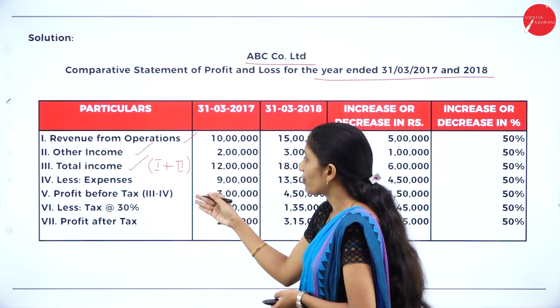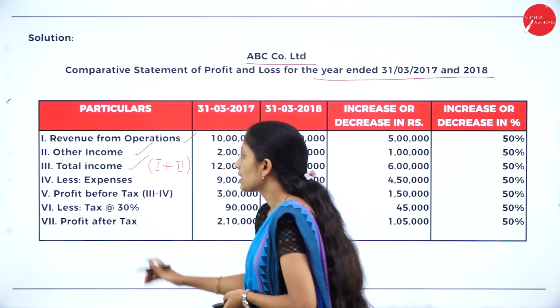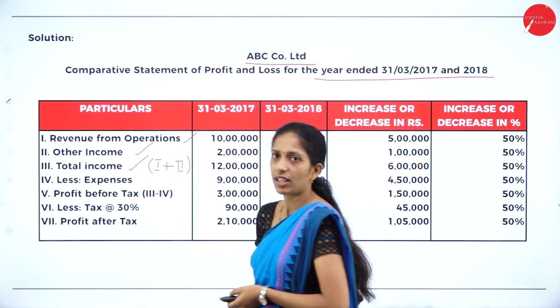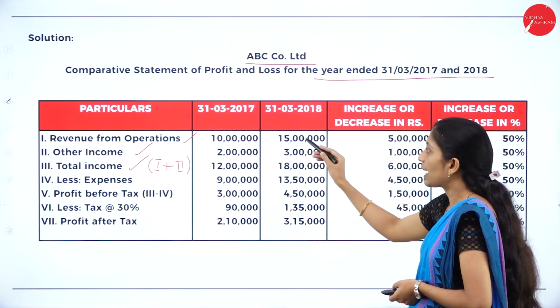Fourth is expenses. Fifth is profit before tax. Next, less tax, profit after tax. Then I'll put the imaginary figures. So here I have put 10 lakh and 15 lakh.